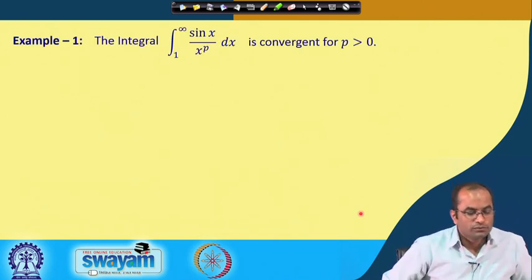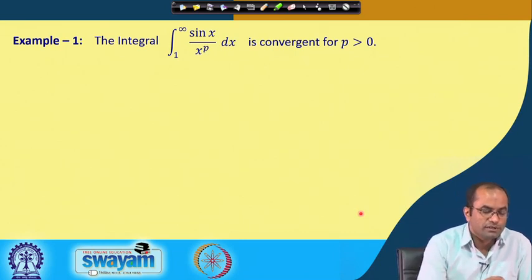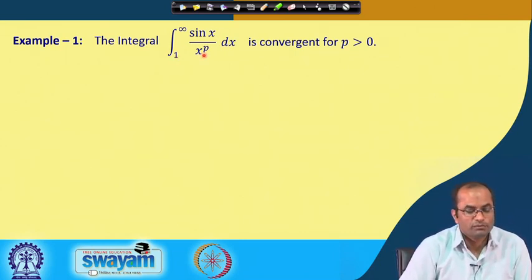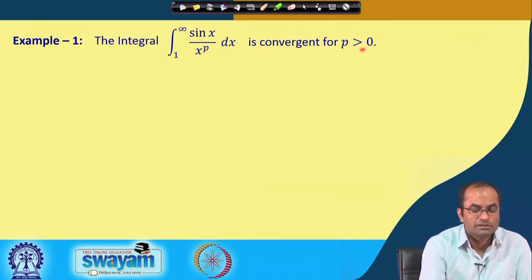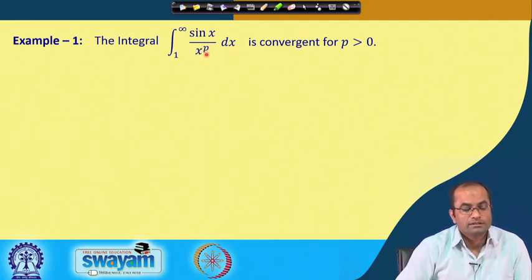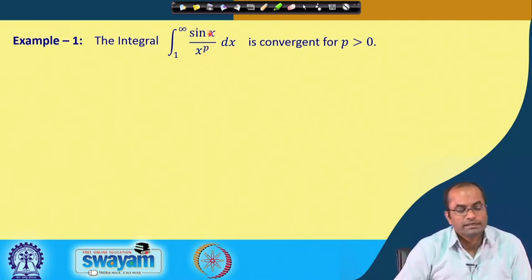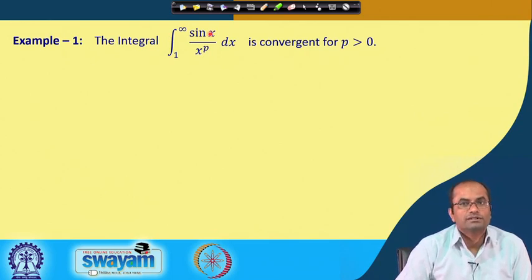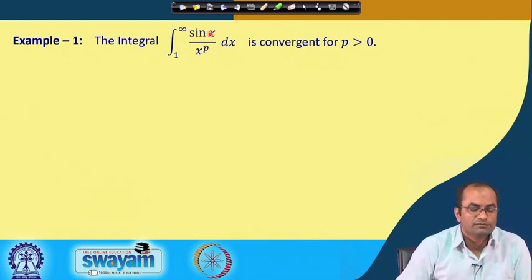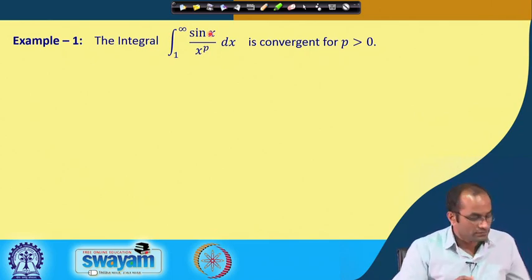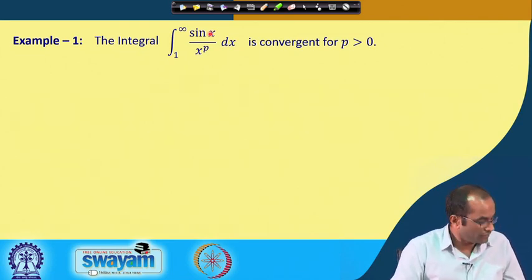So, here let us go through this example where we can use this result easily to prove that the integral from 1 to infinity of sin x over x to the power p is convergent for p greater than or equal to 0. So, for any p greater than 0, this integral from 1 to infinity of sin x over x^p is convergent. We will show this with the help of the Dirichlet test.